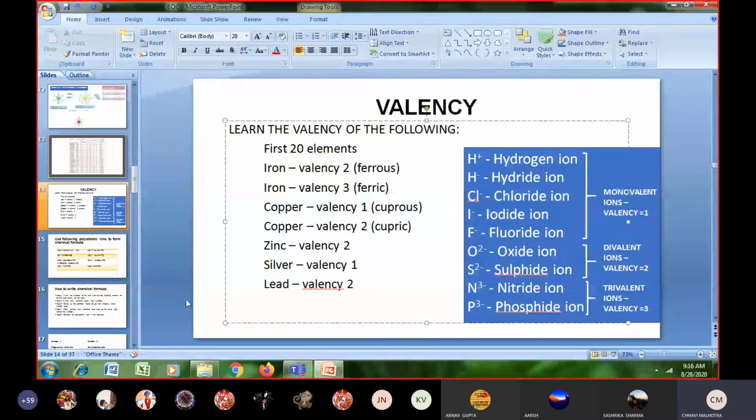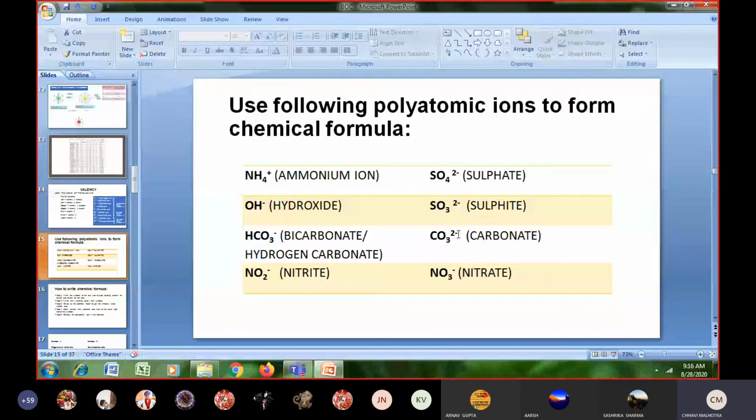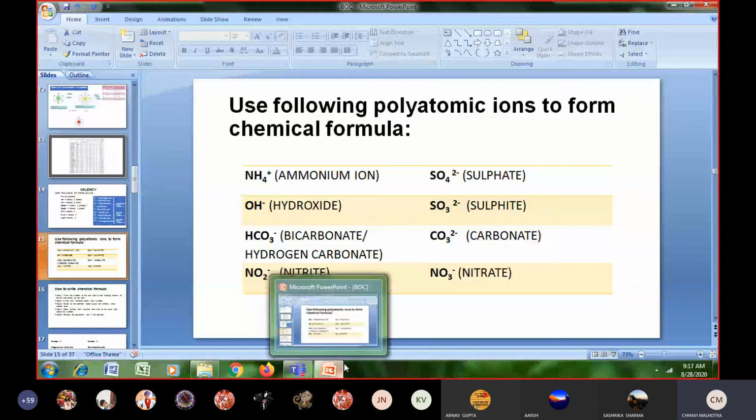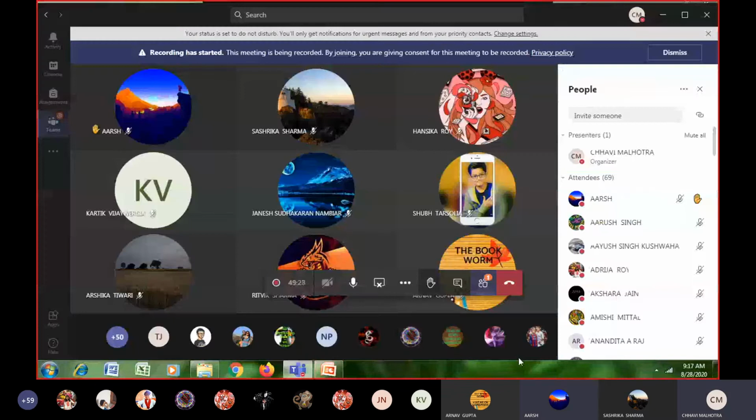And when it comes to polyatomic ions, it's a little complex. So we have left it. So you don't have to learn. That's why I'm only giving you a few polyatomic ions to learn. This you have to learn at this stage. Okay? Yes, ma'am. Any other doubt in valency, chemical formula writing? No, ma'am.